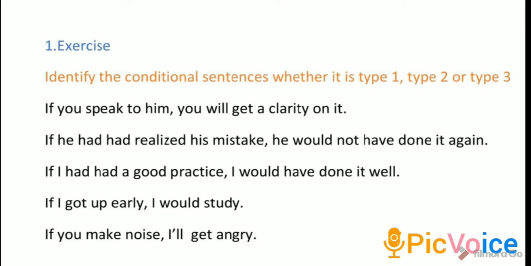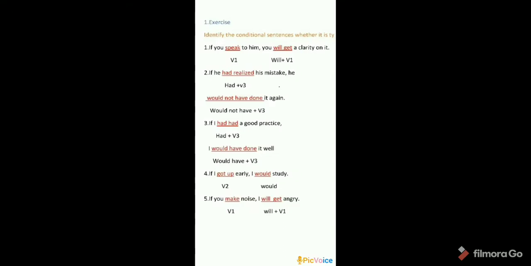So friends, the sentence itself gives us some clues to identify them. Let's see what it is. Based on the structure difference, we can identify whether a given conditional sentence is type 1, type 2 or type 3. Here, if you observe carefully, the highlighted words show the structure difference of each type. So the first one, if you speak to him, you will get a clarity on it. So we can split the conditional sentence into two parts. Whatever comes before the comma is called the if clause part, and whatever comes after the comma is called the main clause part.